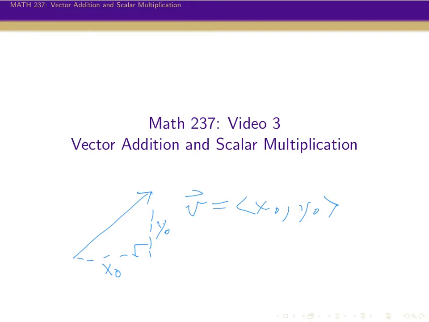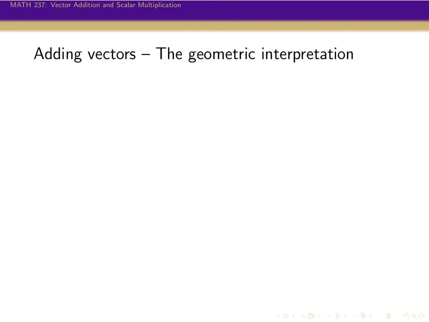So what we're going to be looking at in this video is starting to do some algebra with vectors. In particular, talking about what addition is with vectors and something called scalar multiplication. So let's start off with adding vectors. Let's start off with two vectors.